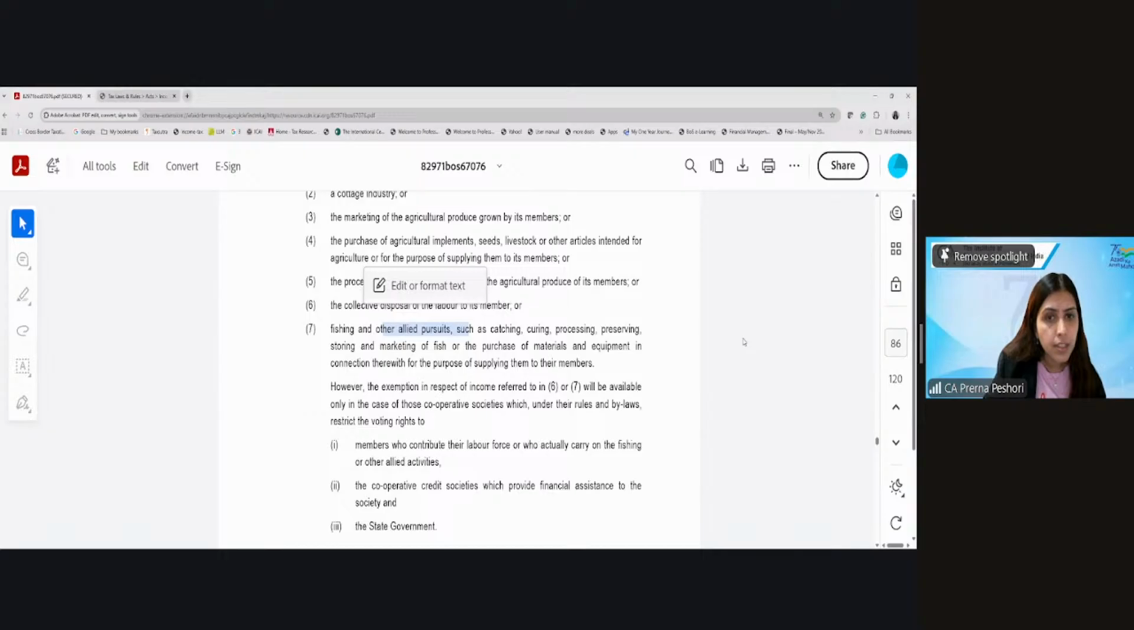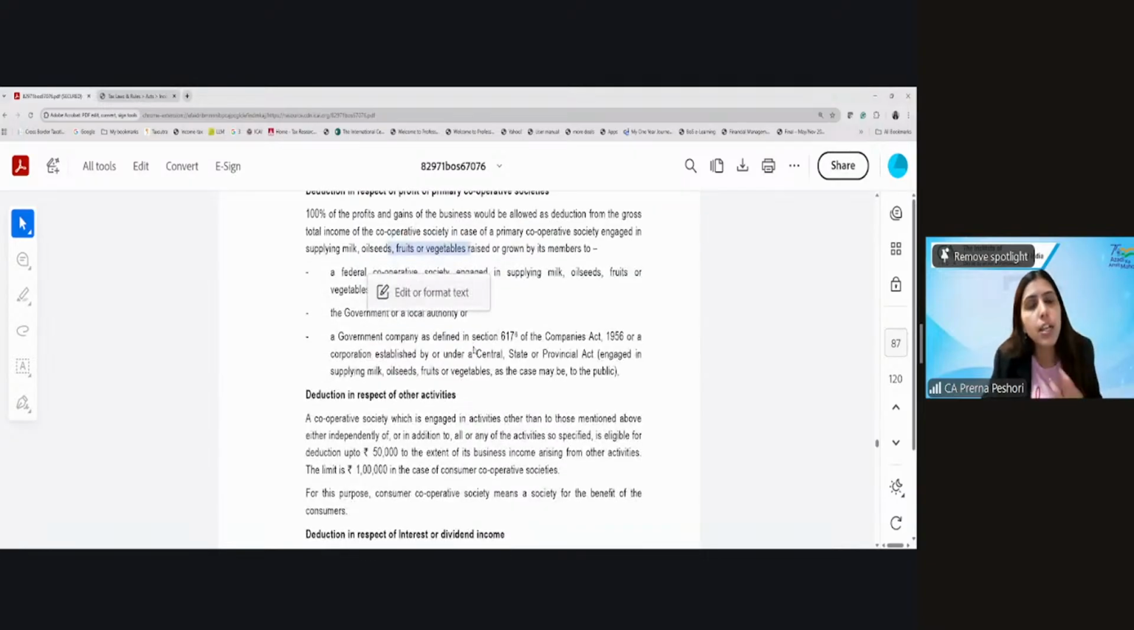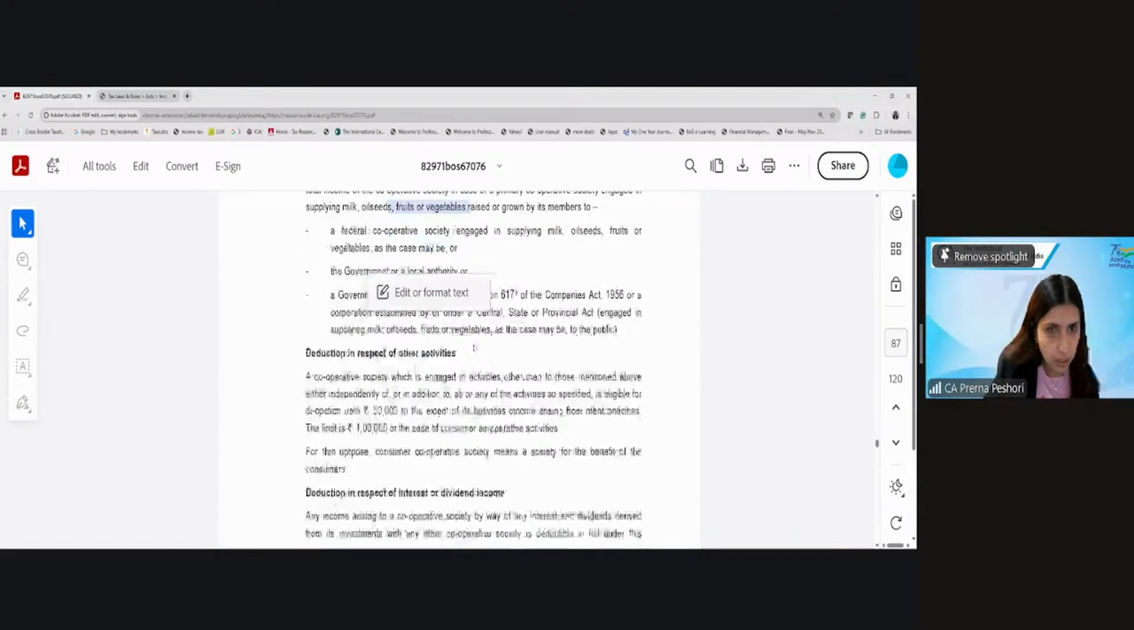Are we clear? Then, in respect of the profit of a primary cooperative society, again 100% of the profits will be eligible, which are engaged in supplying milk, oil seeds, fruits or vegetables raised or grown by its members, and which are supplying these food products or agricultural products to another federal cooperative society or to the government. In that case they will be eligible for 100% of the profit.